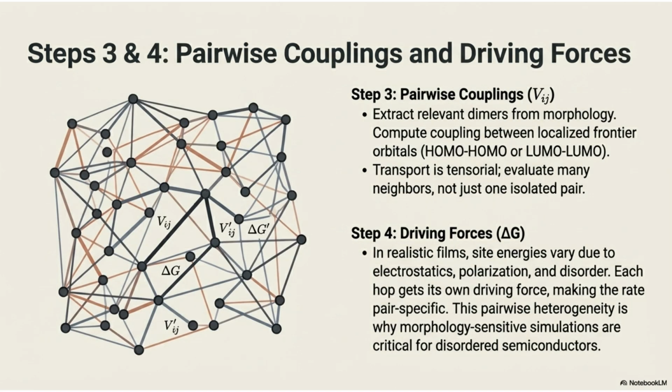Steps 3 and 4 involve pairwise couplings and driving forces. Extracting dimers from the morphology is needed to compute electronic coupling, Vij. Realistic films require calculating a pair-specific driving force, delta G, due to site energy variations.